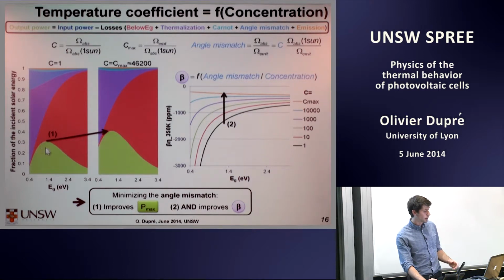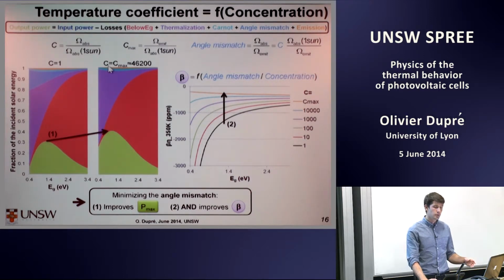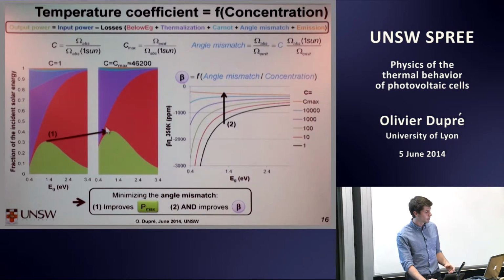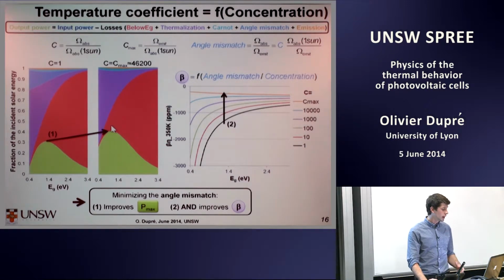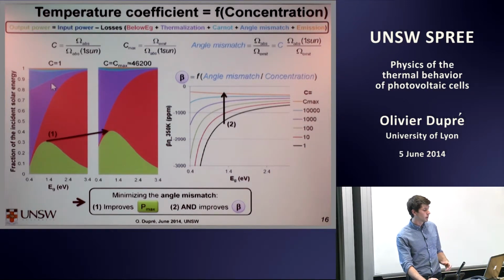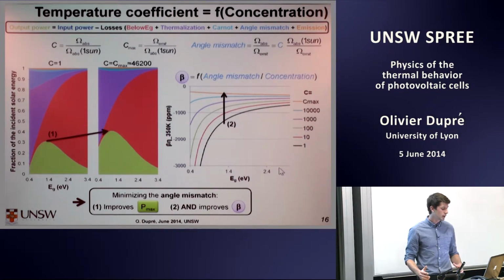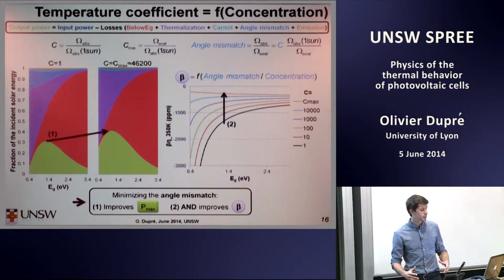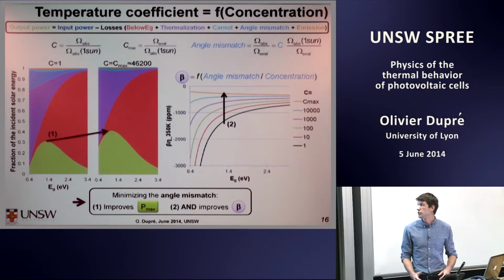So what we see here is that when we increase the concentration on our cell, its maximum efficiency will increase. And what we can deduce from what we've seen just before is that as its maximum efficiency increases and this angle mismatch loss decreases, then its temperature coefficient will decrease, and that's what is depicted on this graph. At any gap, when we increase the concentration, the temperature coefficient decreases. So minimizing the angle mismatch both improves the efficiency of our devices and improves the temperature coefficient of our devices.